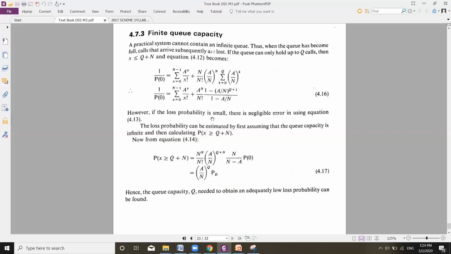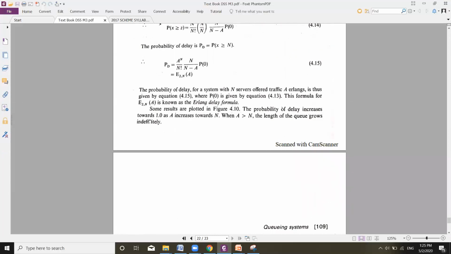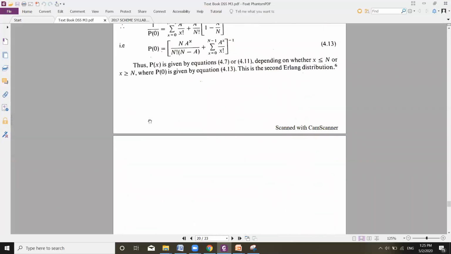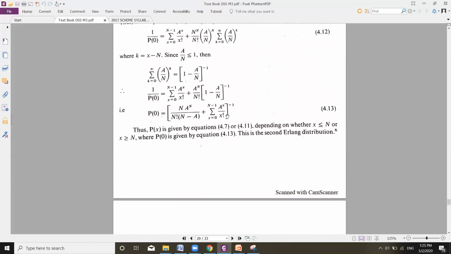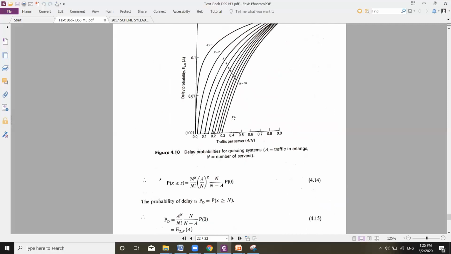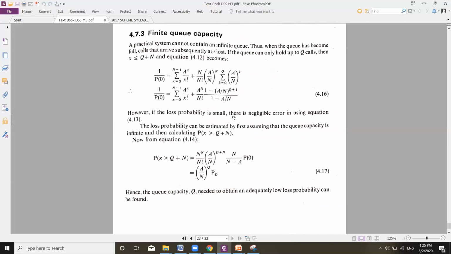However, if the loss probability is very small, then there is negligible error in using equation 4.13, which we discussed in the second Erlang distribution formula. Because of that, the loss probability can be estimated by first assuming that q is infinite and then calculating the probability. So we assume that q has infinite capacity, and then we calculate the probability of x greater than or equal to q plus n.